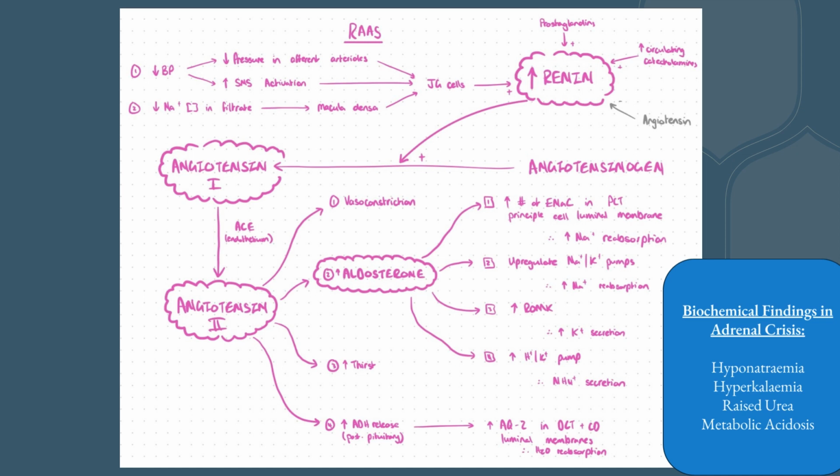So these are the major biochemical findings you'd find in adrenal crisis. Just thinking about these functions, if you lack aldosterone, you will thus get hyponatremia, hyperkalemia, a raised urea because of decreased renal perfusion with low blood pressures, and a metabolic acidosis as a result.